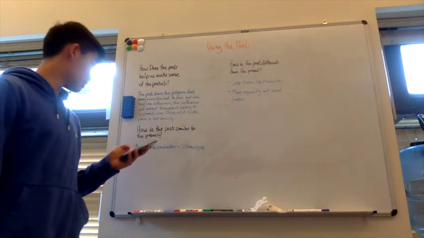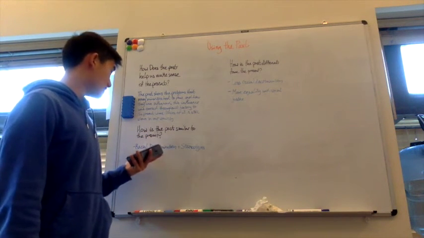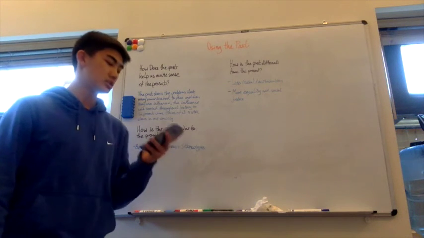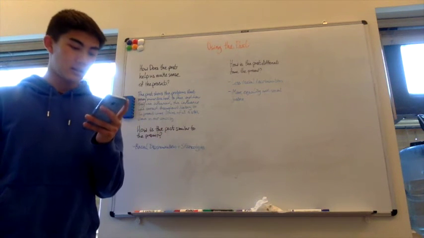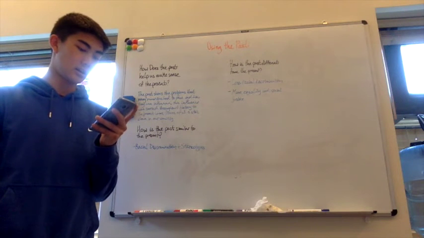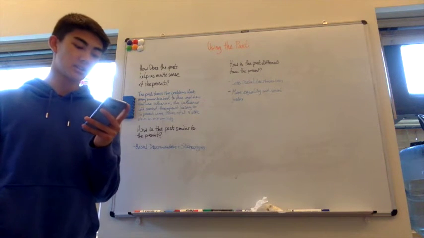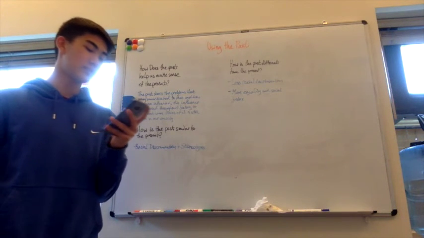How is the past similar to the present? The past is similar to the present in terms of racial discrimination and stereotypes. The past is similar to the present due to the marginalization of race, which led to an after effect of stereotypes and continued discrimination.